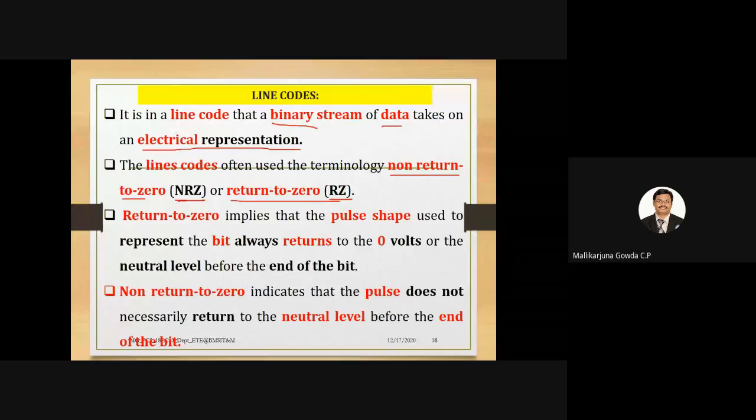In case of return to zero, what happens? The pulse shape, whatever we use to represent the bit, always returns to 0 volts, the neutral level, before the end of that bit. That is known as return to zero. Hope you understand my point.